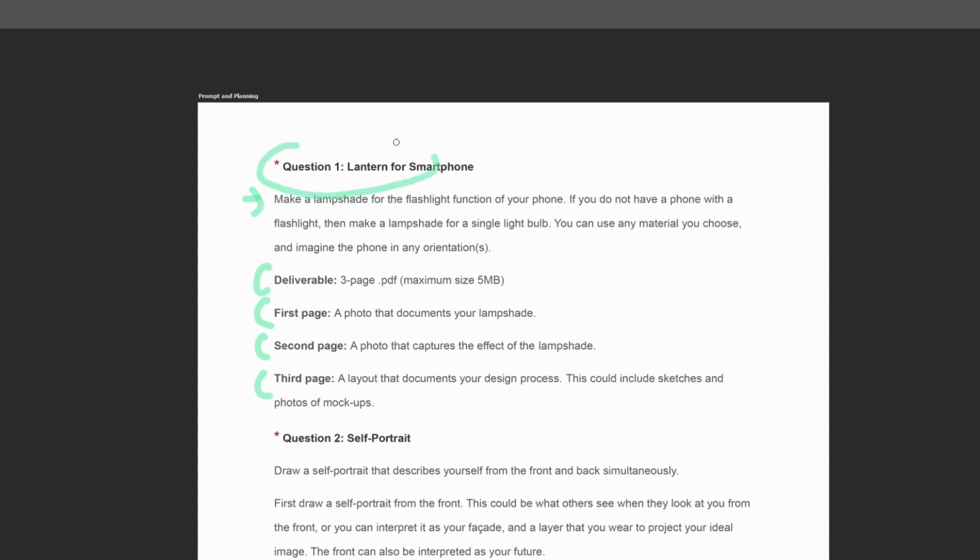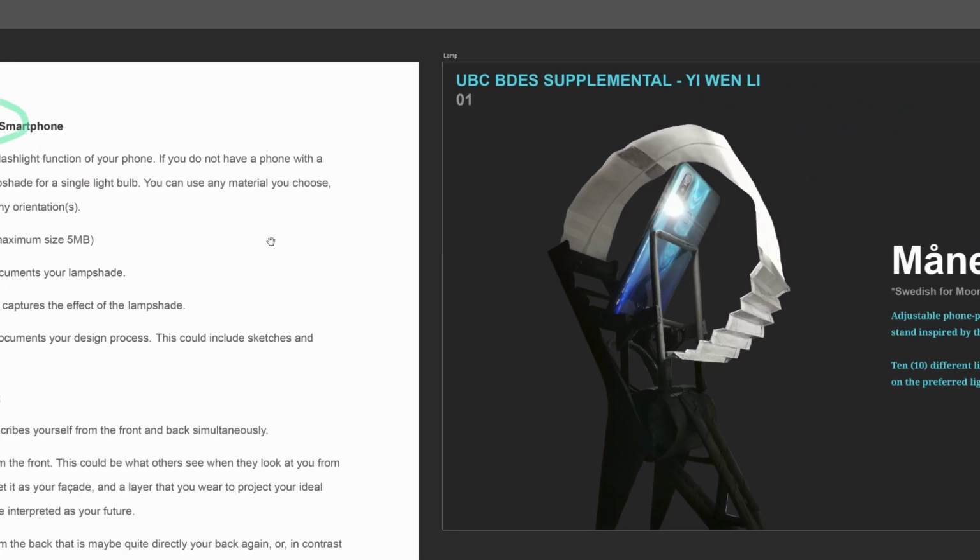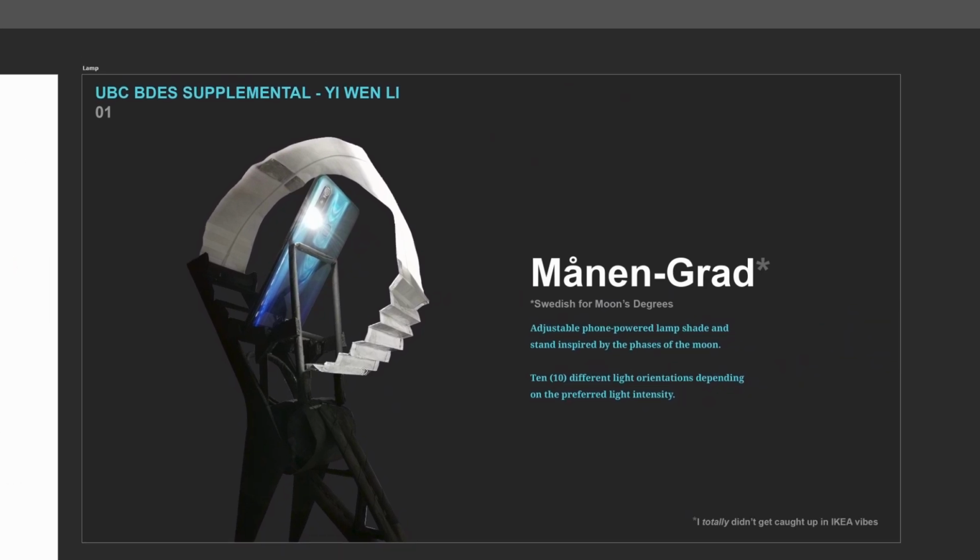So, for this first question here, my plan was to create something like this. The whole concept here is to have something that was adjustable, that was easy for me to take my phone in and out of, and that looks like a lamp, because lampshade was the main prompt. Now mine's called, I'm going to butcher this so bad, so I'm not even going to say it, but that is the Google Translate in Swedish for moon's degrees. And definitely down here, I totally did not get caught up in IKEA vibes.